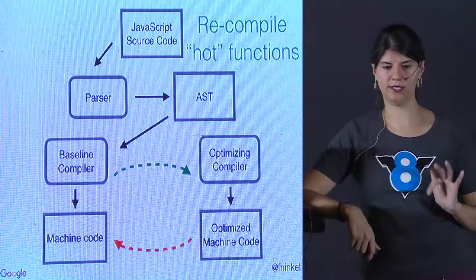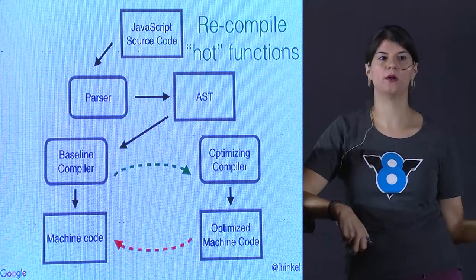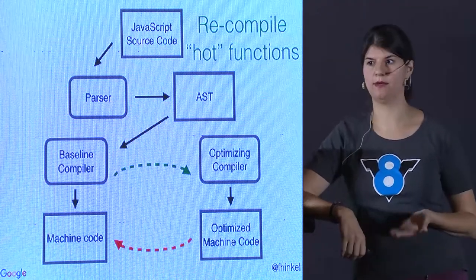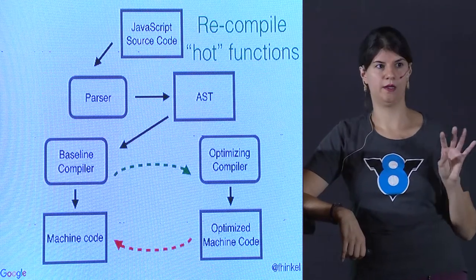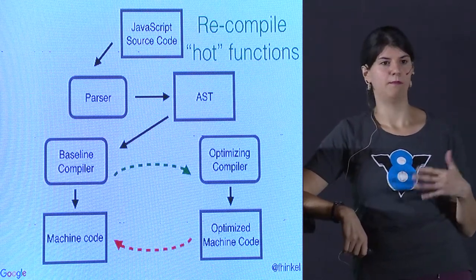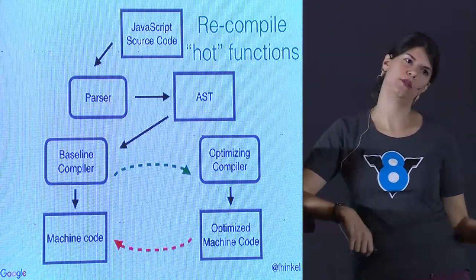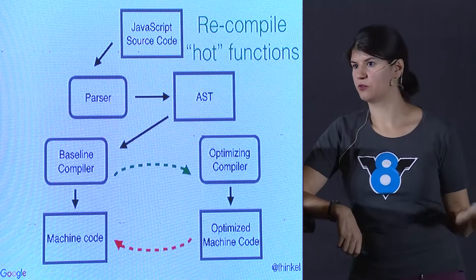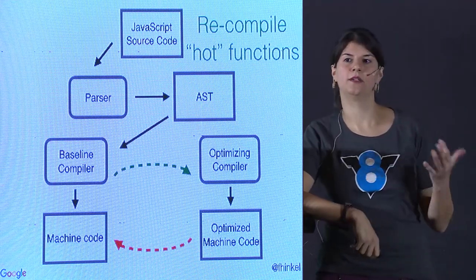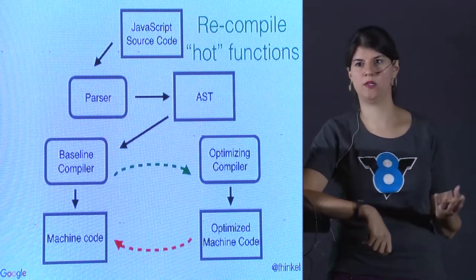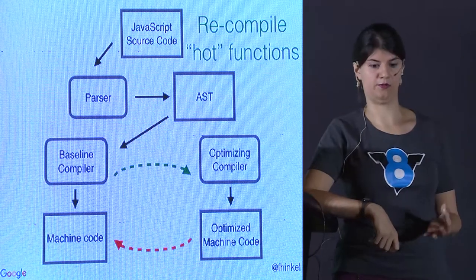So our picture gets even more complicated. So you start with your source code, parser parses it, generates an abstract syntax tree, and now we don't have one JIT compiler, we have two compilers. We have a baseline compiler, the one that handles all the cases, and it generates, well, sort of average machine code. And then we have the optimizing compiler that only handles special cases, those that are worth optimizing, and it generates machine code that is really fast when you run it.